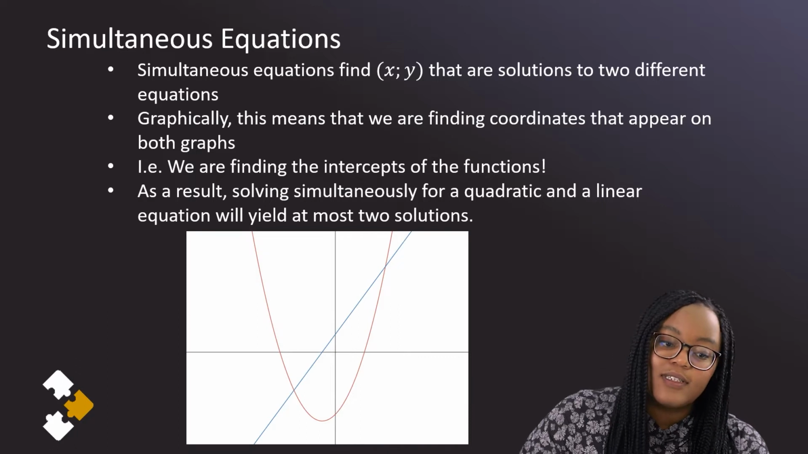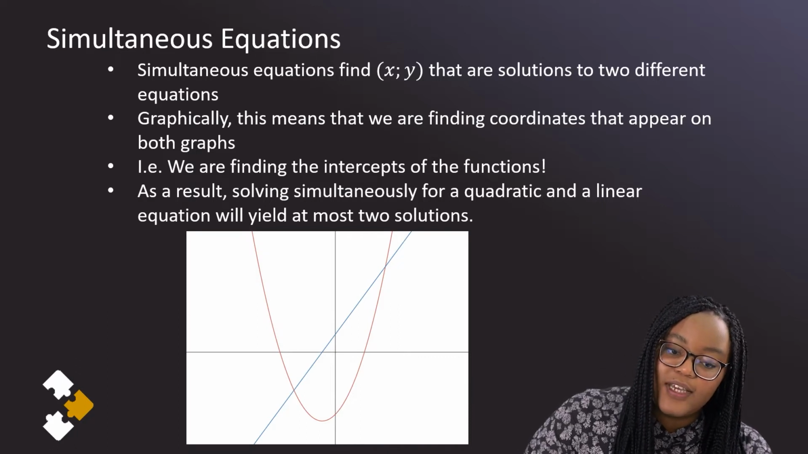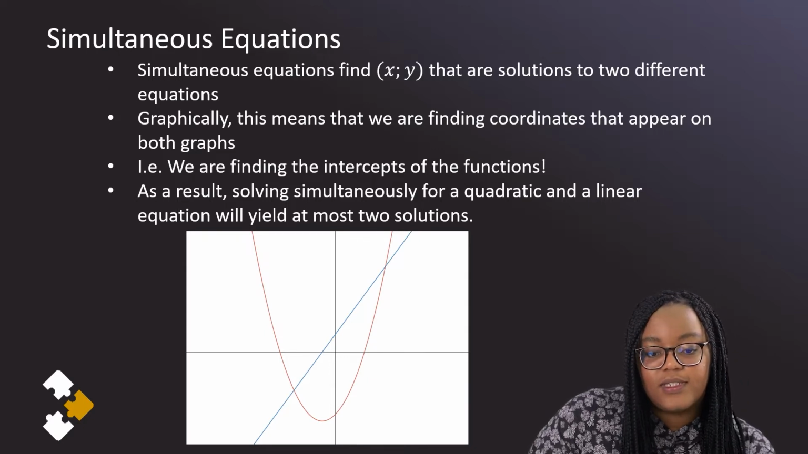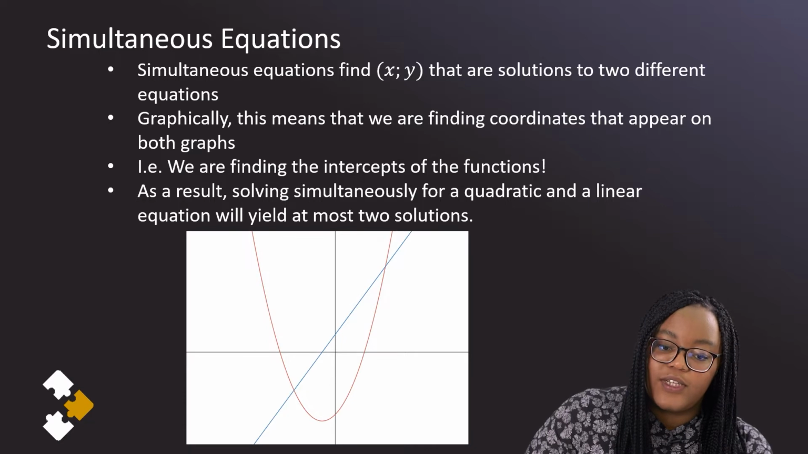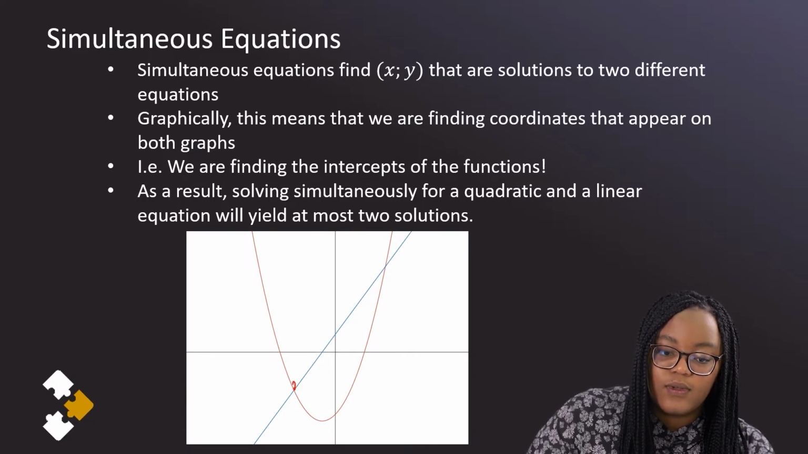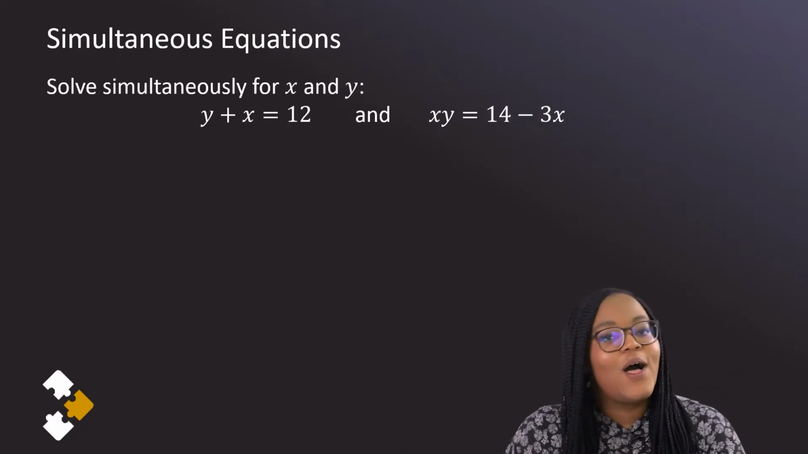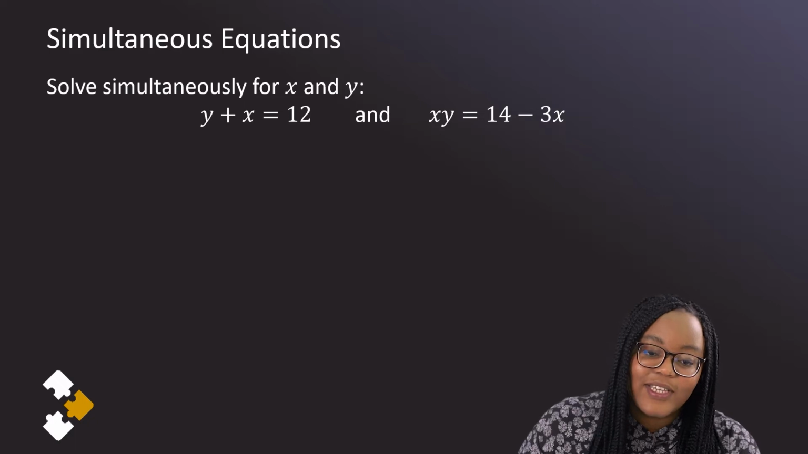As a result, solving simultaneously for a linear equation will yield at most two solutions. On the below function, you would see that the solution for a simultaneous equation of two functions would be at these two intercept points. Okay, let's take a look at this example of solving simultaneous equations.